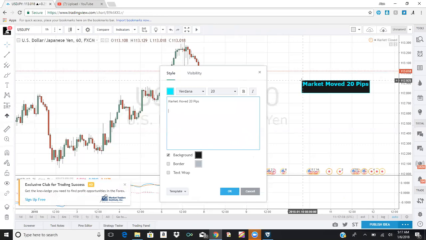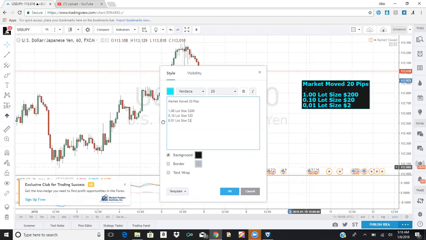So I'm going to go ahead and just write this out for you. On a 1.00 lot size, you would have made $200. Sorry guys, I can't type right now. My apologies. On a 0.10 lot size, you would have made $20, and on a 0.01 lot size, you would have made $2, right?